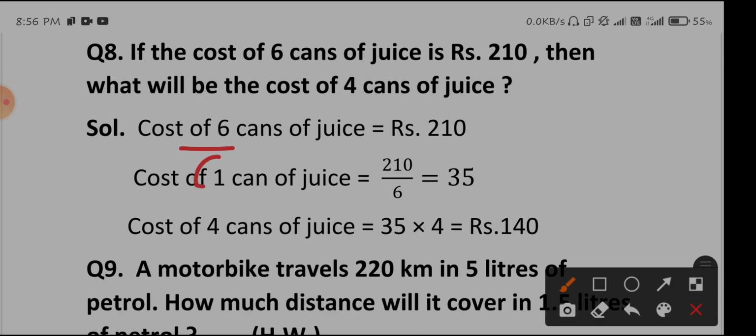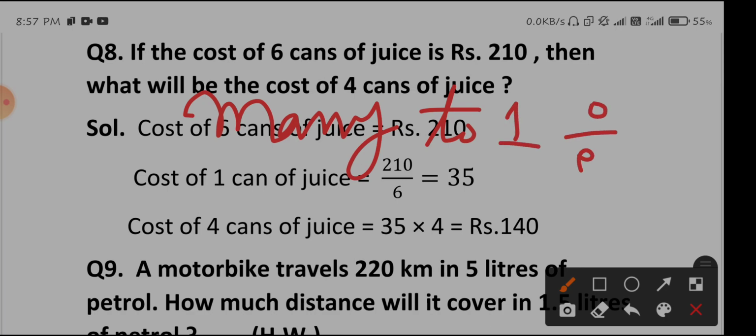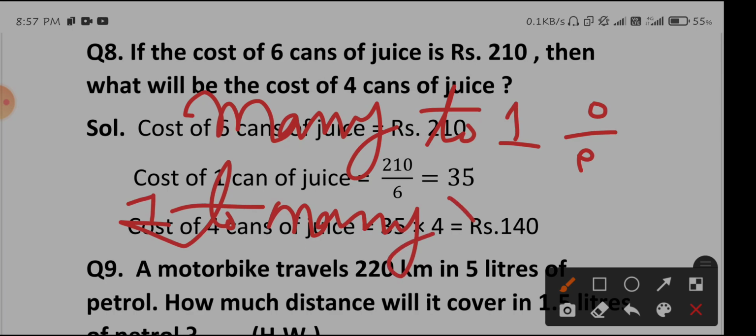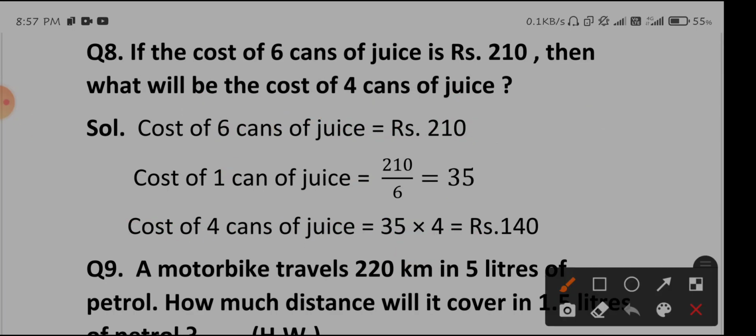So for that first of all we'll find for only one. We can see after 6 we have to find for only one article. It means we will divide. As I already discussed, if you want to find from many to one, we will always divide, and for one to many we will multiply. Let us understand by one example.